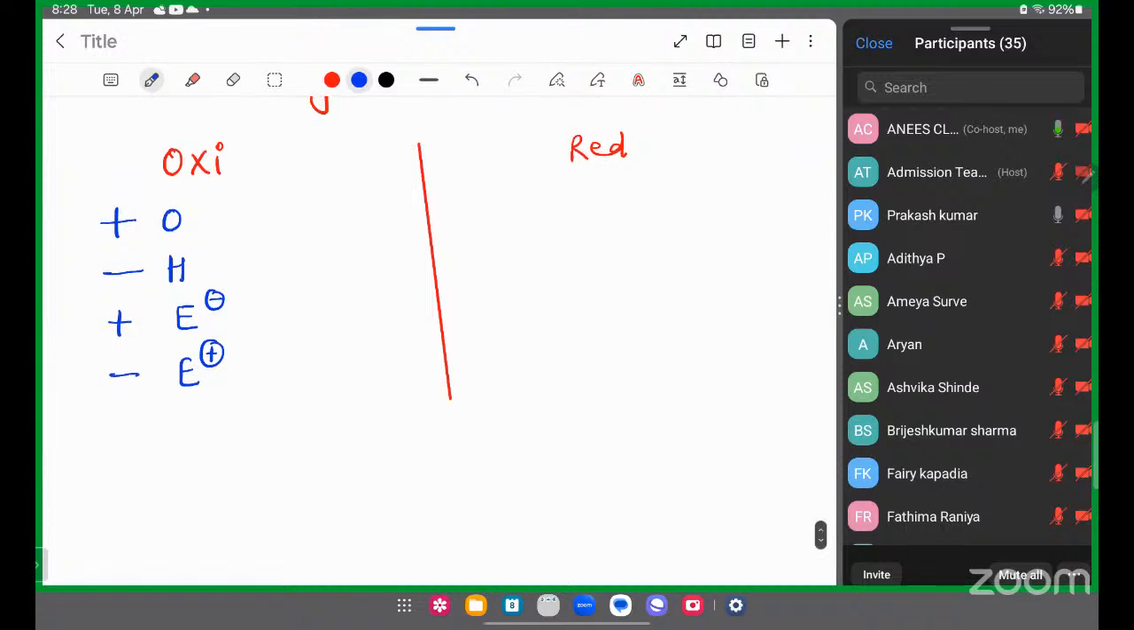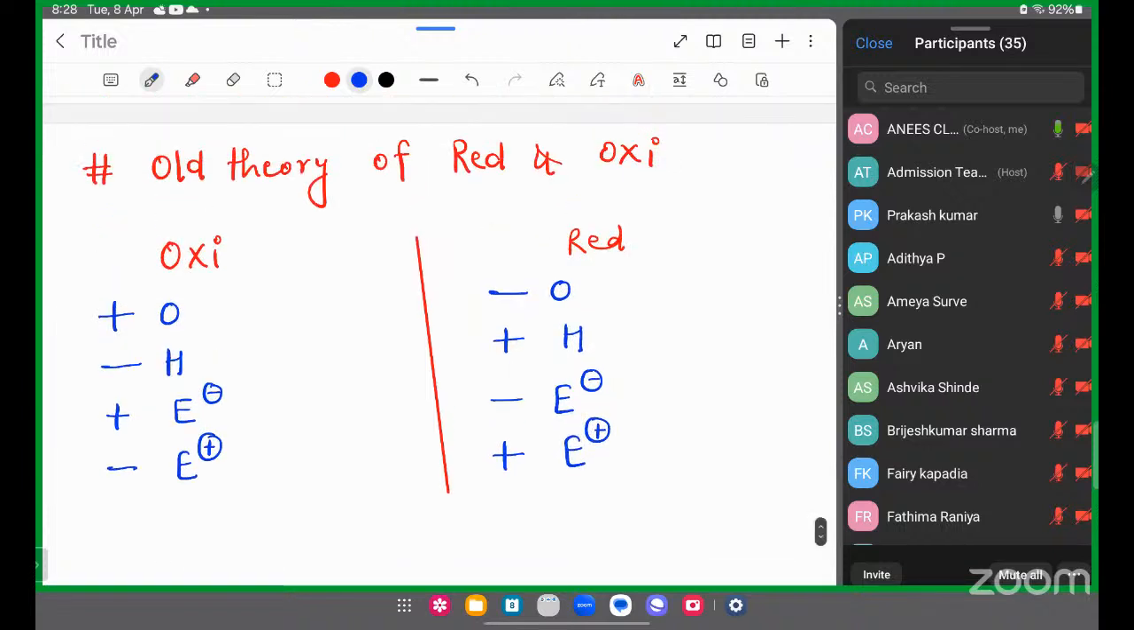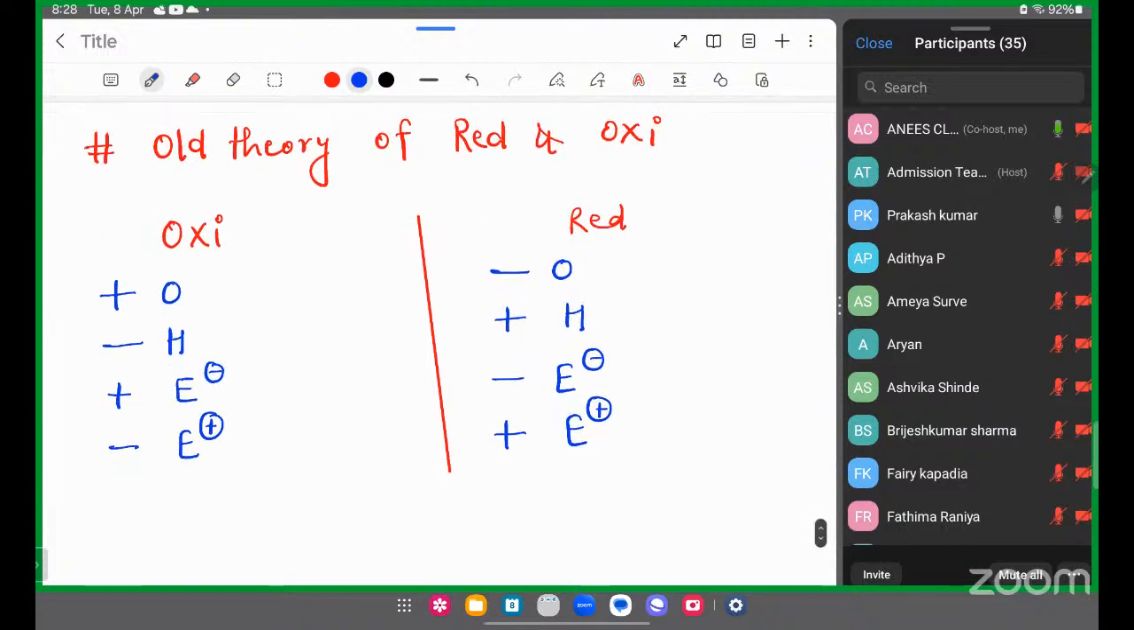Opposite to oxidation, we have reduction. In reduction, removal of oxygen will take place or addition of hydrogen will take place. Removal of electronegative element will take place or addition of electropositive element. This is the old theory for reduction and oxidation.